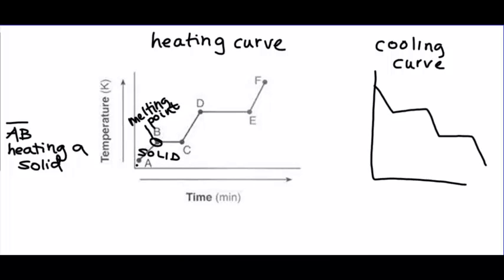So at point B, the solid starts to melt. Okay? From B to C, which is a flat part of the curve, that is a phase change. Okay, so on all the flat parts, that's where phase changes occur.